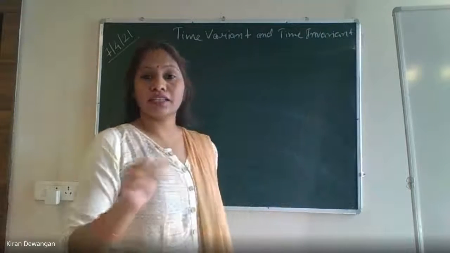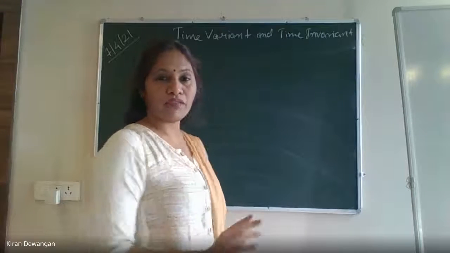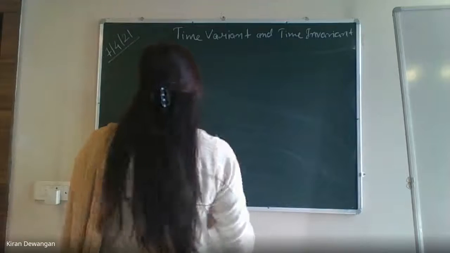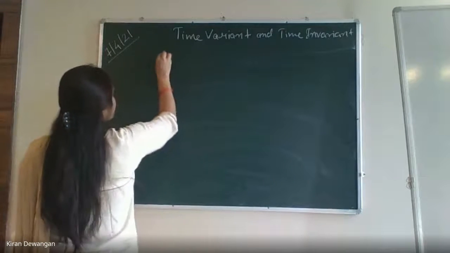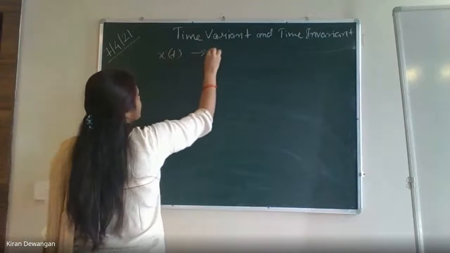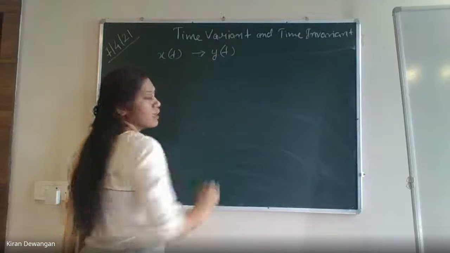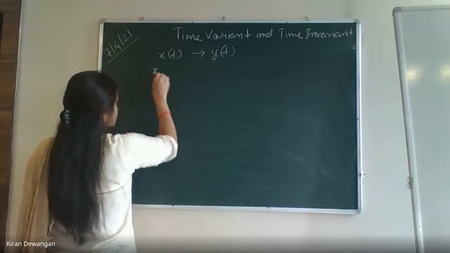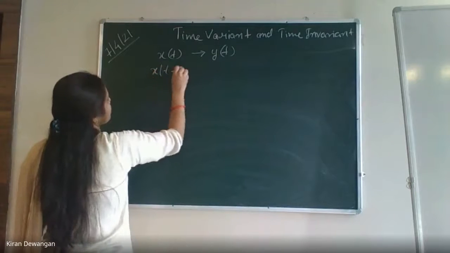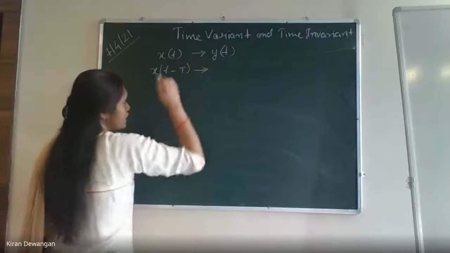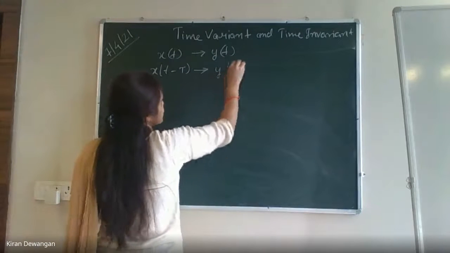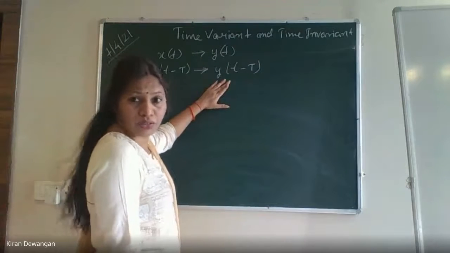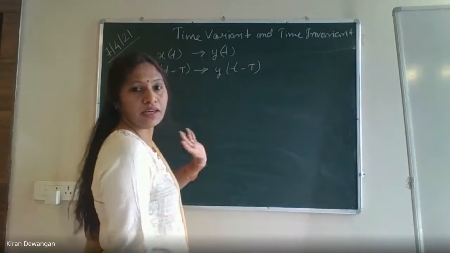Time invariant especially means that it doesn't vary with time. मतलब time से वो vary नहीं करता है. Now if I am giving an input x(t), the output I am getting is y(t). Now if I am just shifting it to x(t minus capital T), I should get the output which is shifted by T. That is the output I should get if it is a time invariant system.